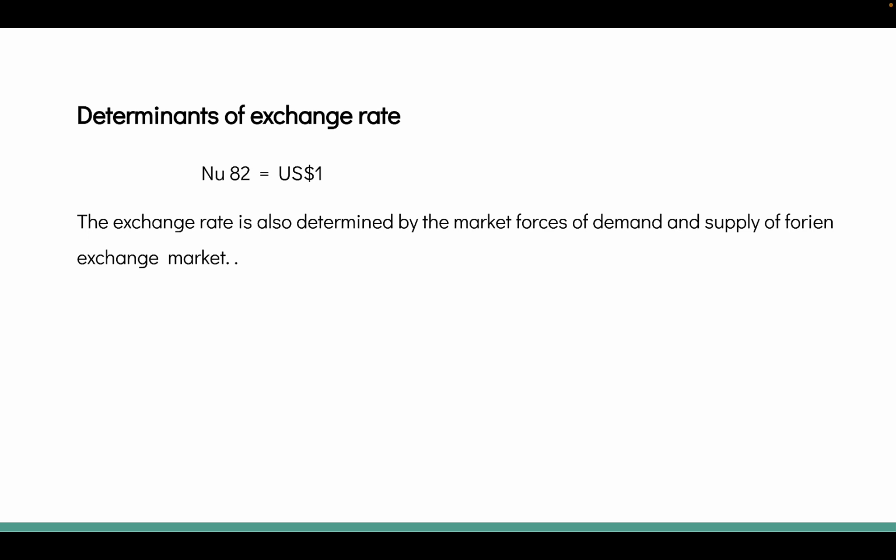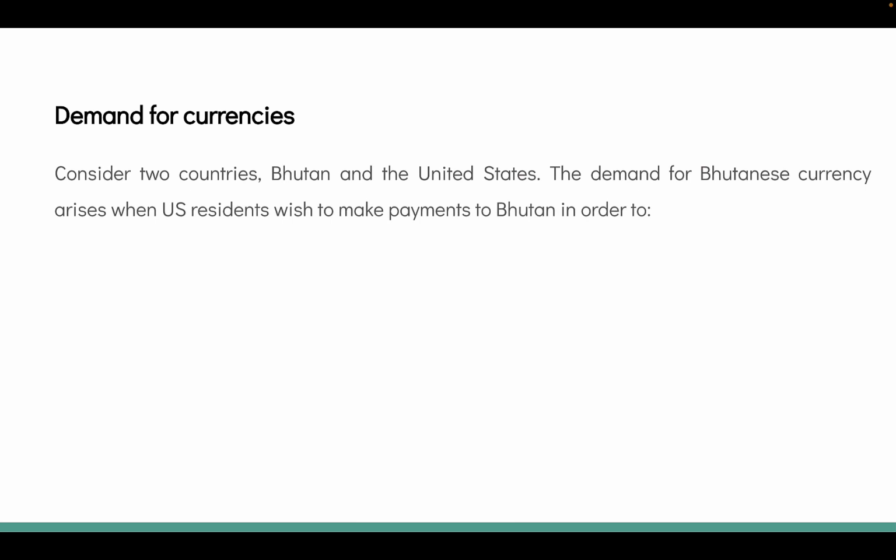Now, what is foreign exchange market? Foreign exchange market refers to those financial institutions and central bank that actually buy and sell the foreign exchange. Before we illustrate how the exchange rate is determined by the forces of demand and supply, it is very important for us to understand the demand for Ngultrum and supply of Ngultrum. So firstly, we'll discuss the demand for Ngultrum. To understand the demand for Ngultrum, let us consider two countries, Bhutan and United States.